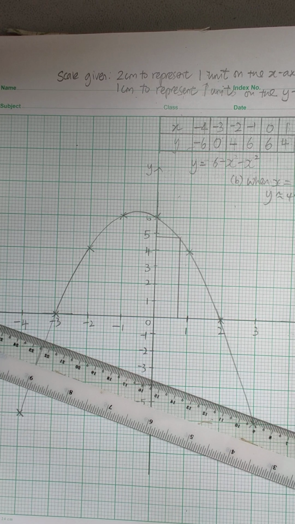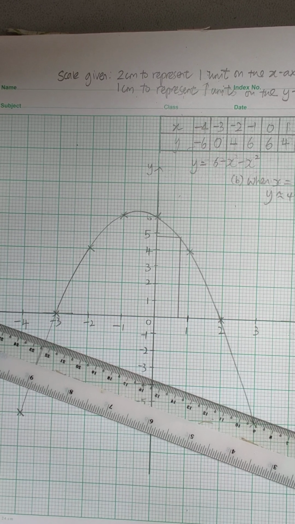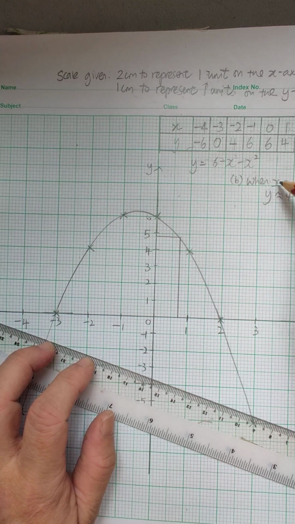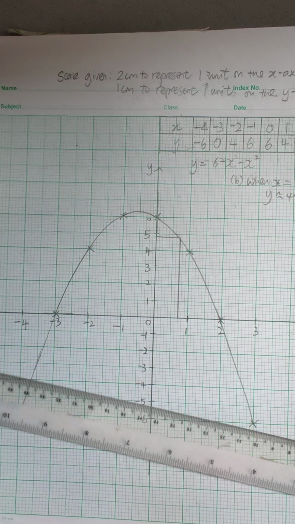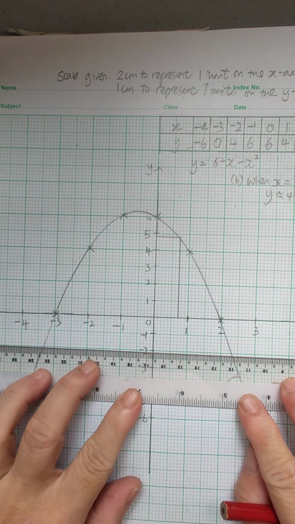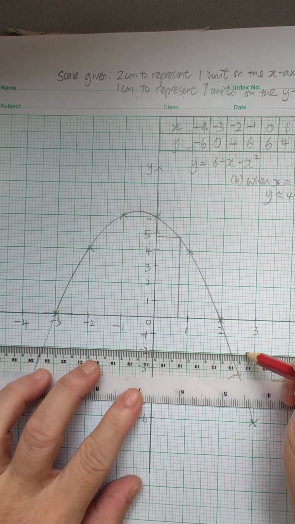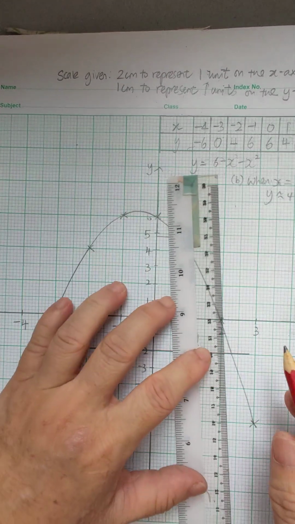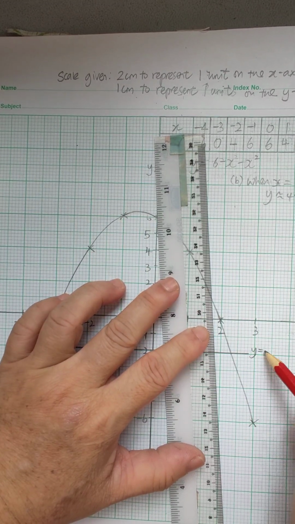B part 2, you're asked to find the values of x when y is negative 2. y equals negative 2 means it's a horizontal line. So let's draw a horizontal line, that is y equals negative 2. Can you see this line, y equals negative 2?